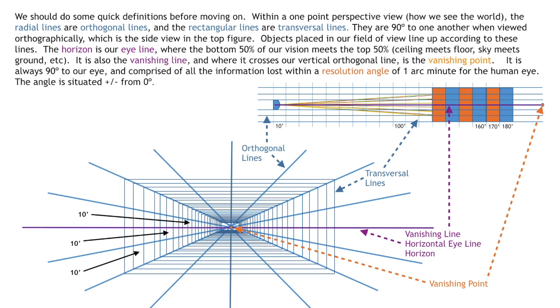The horizon, again, is our eye line. It's where the bottom 50% of our vision meets the top 50%, or where the ceiling meets the floor or the sky meets the ground, etc. It is also the vanishing line, and where it crosses our vertical orthogonal line is the vanishing point. It is always 90 degrees to our eye and comprised of all the information lost within a resolution angle of 1 arc minute for the human eye. This angle is situated plus or minus from 0 degrees from our eye line.